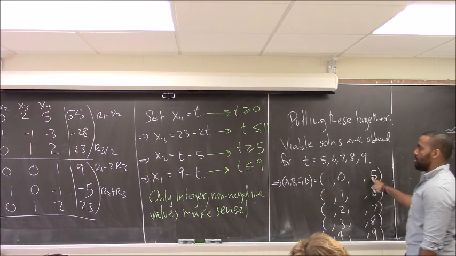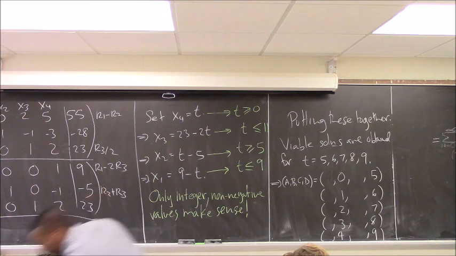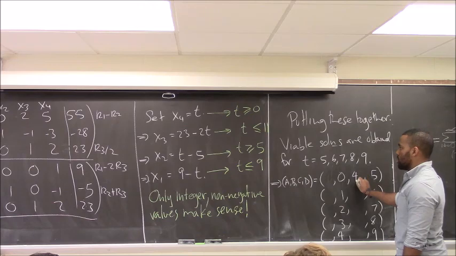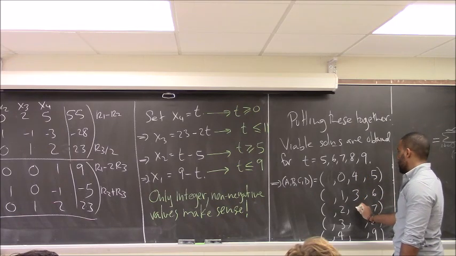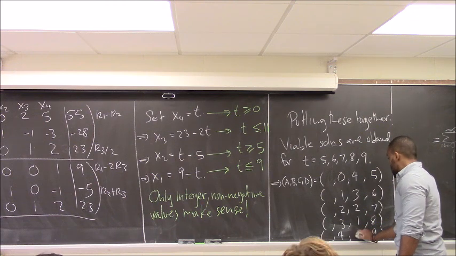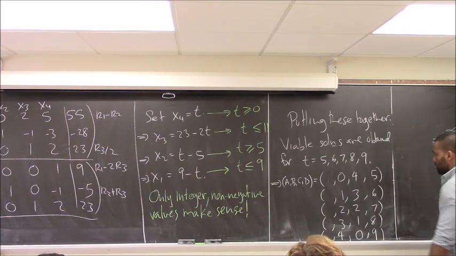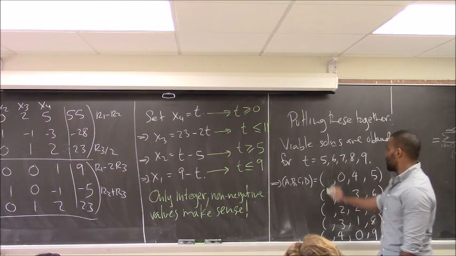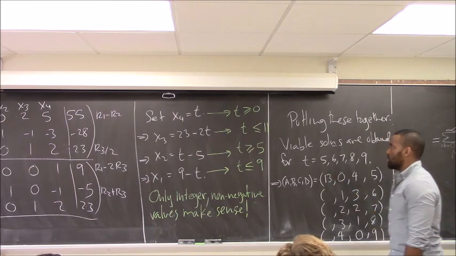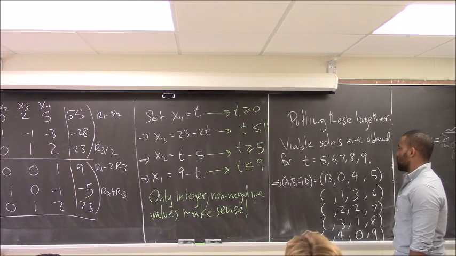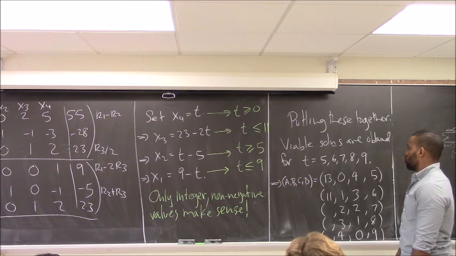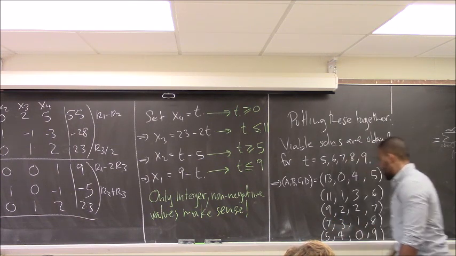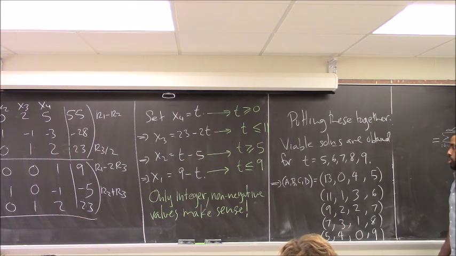If t is 5, this is going to be 4. If it's 6, it'll be 3. If it's 7, it'll be 2. If it's 8, it'll be 1. If it's 9, it'll be 0. And for the first one, if t is 5, that would be 13. If t is 6, that would be 11. I think it's decreasing by 2 every time. 7, 5. Right? So these are the possible solutions.